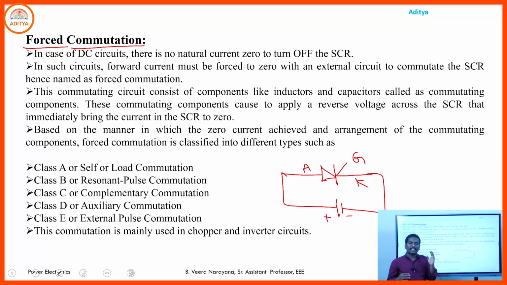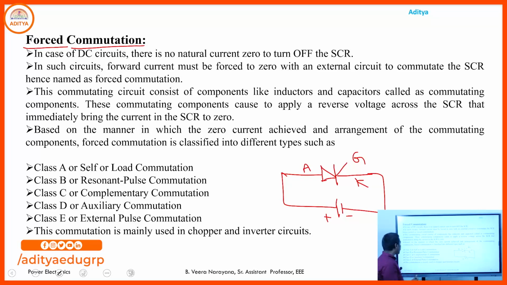The external circuit which is used to turn off that SCR is called the commutating circuit, and the elements used in the commutating circuit are called commutating elements. Mainly the commutating elements are the inductor and the capacitor. Depending upon the configuration of these commutating elements or the arrangement of the commutation circuit, the forced commutation techniques are mainly classified into 5 types.